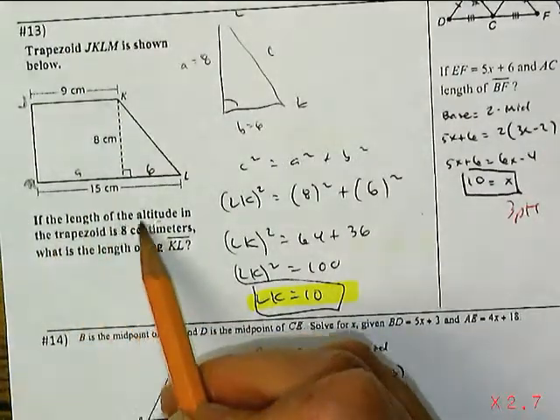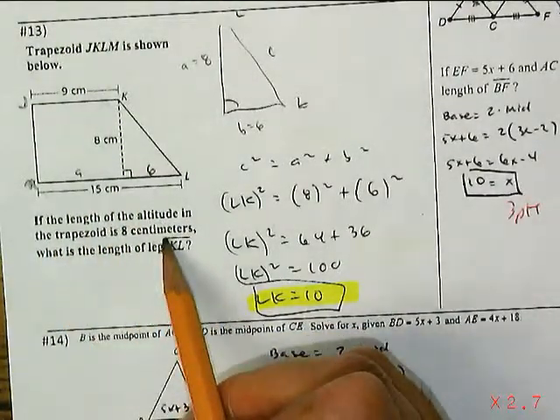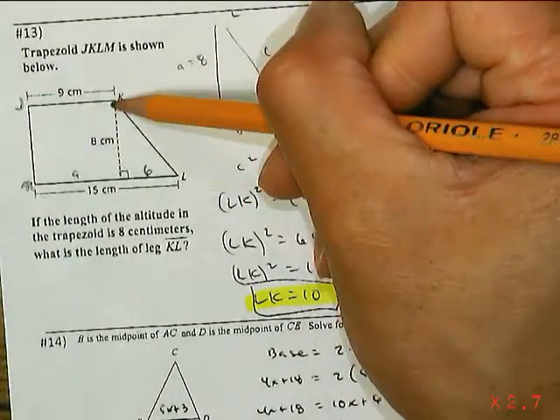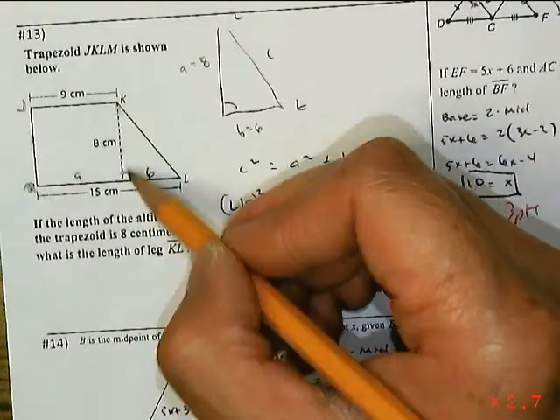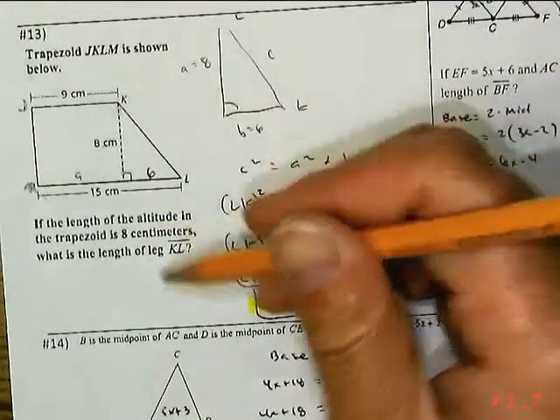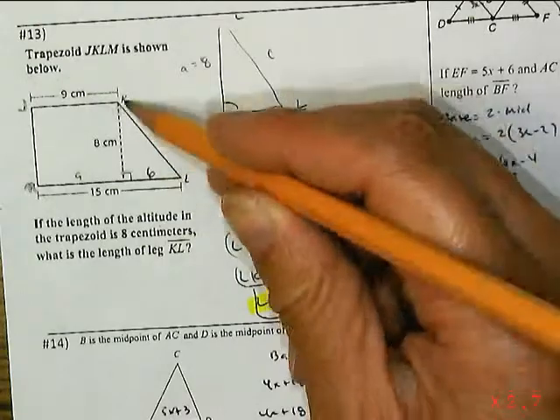If the length of the altitude in the trapezoid is 8 centimeters, it's an altitude. We didn't go over the vocabulary word, it just essentially means that it's a measured perpendicular, which means it's a right angle. What is the length of leg KL?